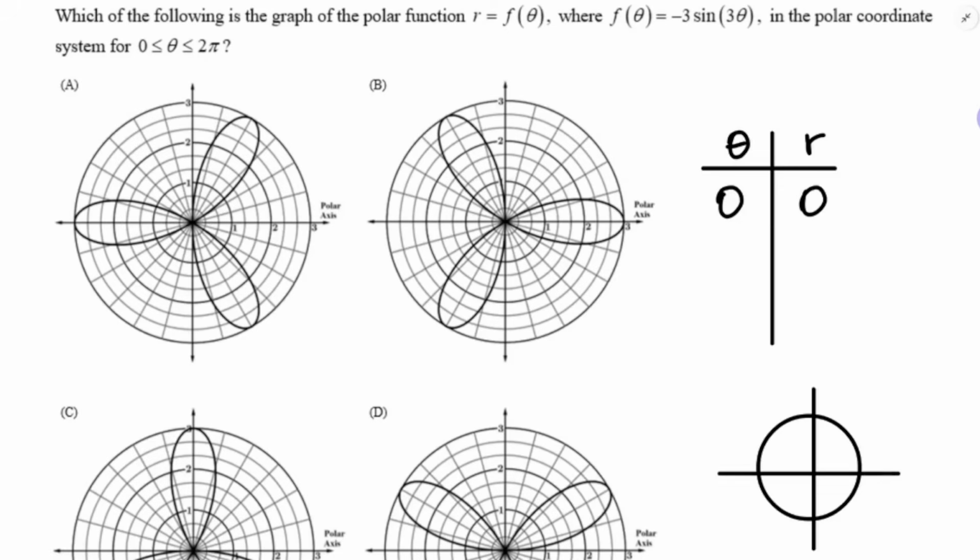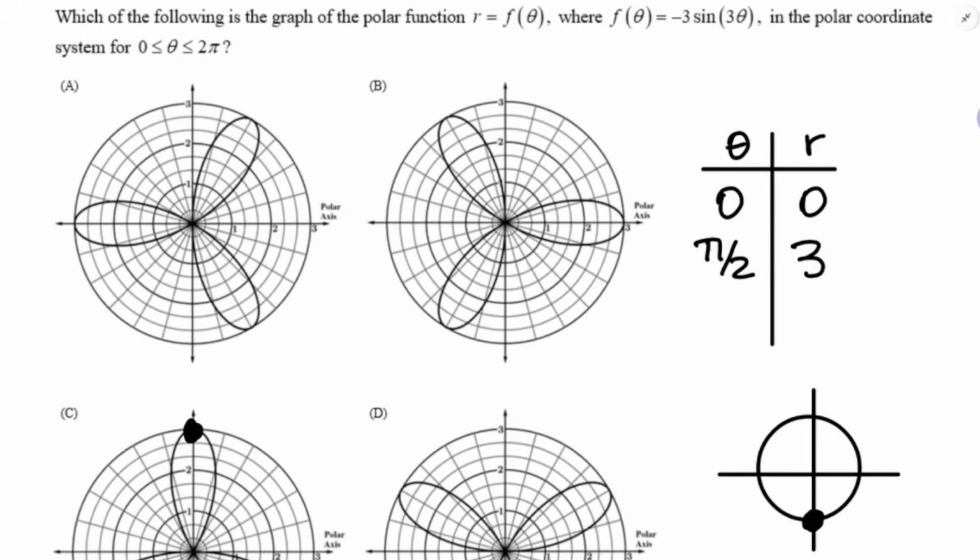When theta equals, let's say, pi over 2, we get negative 3 times the sine of 3 times pi over 2. 3 pi over 2 is right there. Sine is -1, so -3 times -1 is 3. And I think that should probably be enough. We need to be seeing theta equals pi over 2, r equals 3.